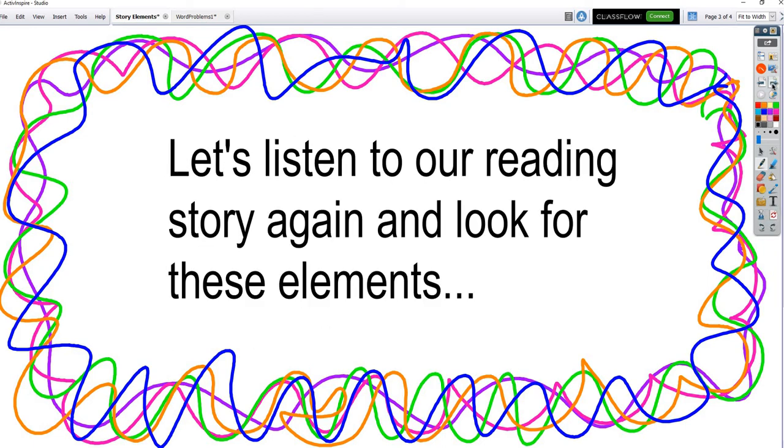We're going to listen to our reading story one more time. And when we get done listening to our new story, Help, we are going to talk about its story elements, its characters, its setting, and we're going to see if we can find the problem and the solution in this story, because it's really important to be able to tell what the story was about, and usually stories have problems in them. So let's go ahead and listen.